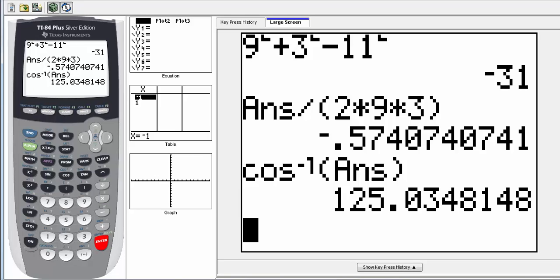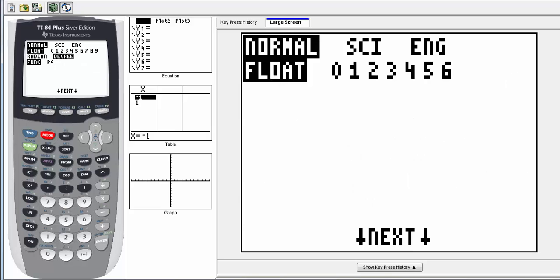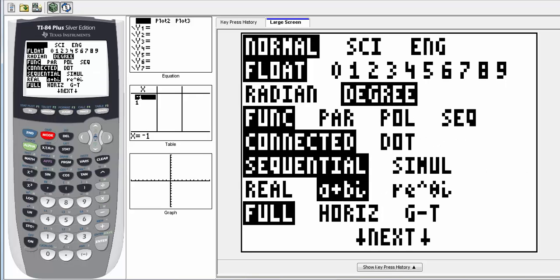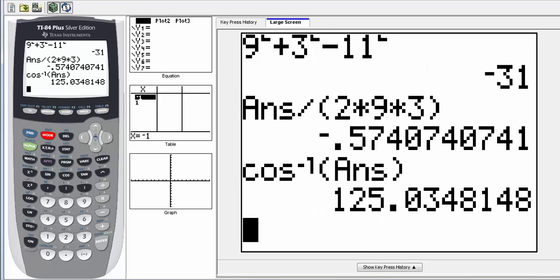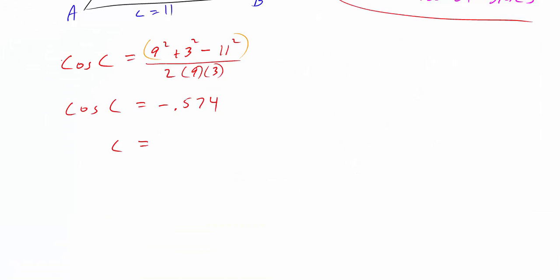I forgot to remind you here, we're dealing with the angle in degrees, so if you didn't get 125 here, make sure you go into mode and make sure that you have degree mode selected. So this is 125 degrees, so that tells us angle C is 125.